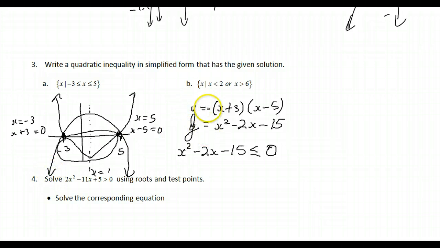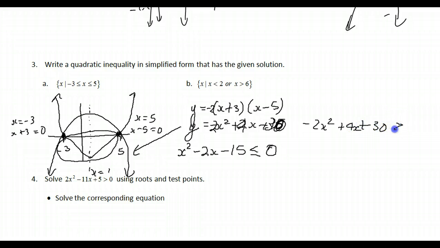There would have been a negative here. I could have put a negative 2 or something. Made this negative 2x squared plus 4x plus 30. That would be another quadratic function. And then if I wanted the solution to be here, then I would have negative 2x squared plus 4x plus 30 is greater than or equal to 0.